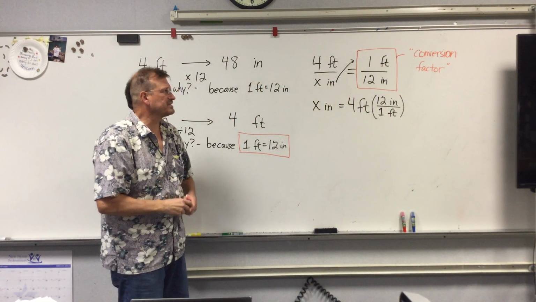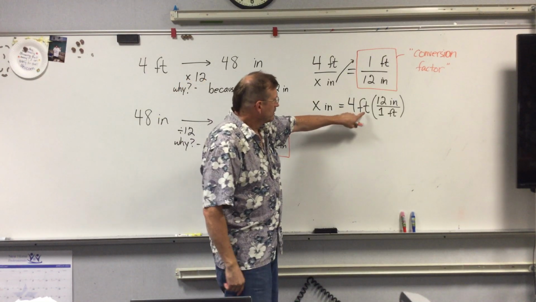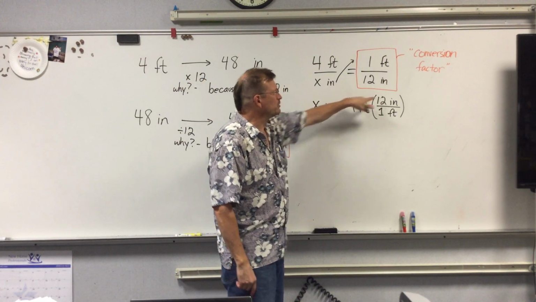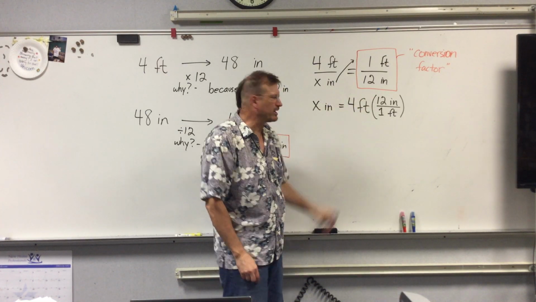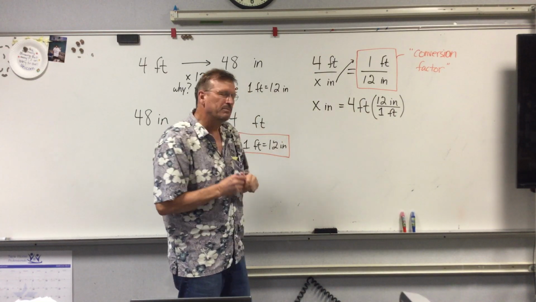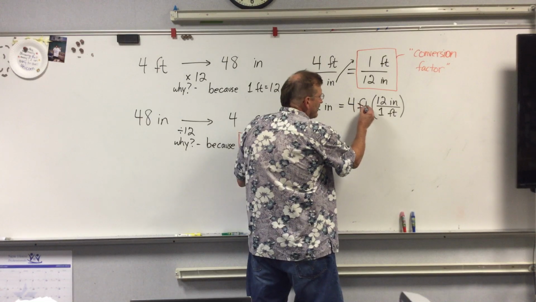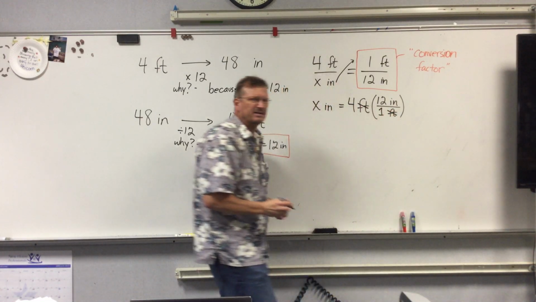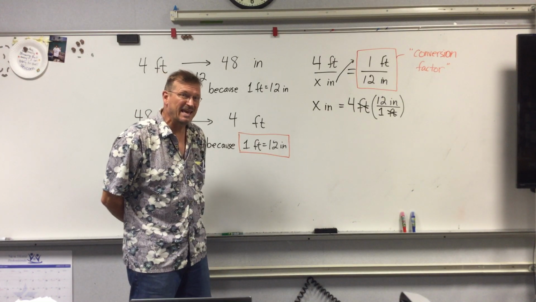Now there are a couple things that I want to point out about this. First, this tells you why you multiplied, because the 4 and the 12 are both in the numerator, so in order to process this calculation, you multiply them. But the other thing that I want to highlight is the units of feet are diagonal from each other. And because of that, they cancel.